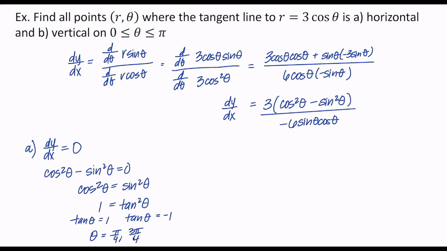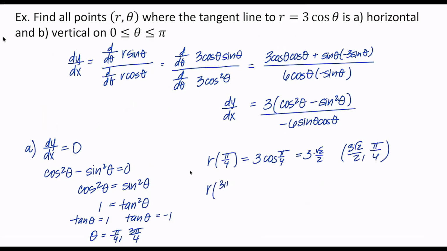But that doesn't solve what the problem is asking me for. It's asking me for the points, r comma θ. So these are just the angles. I need to substitute them into r to get the entire coordinate point. So here, if I do r of π/4, that's 3 times cosine of π/4, which is 3 times √2/2. So one of my coordinate points is 3√2/2, comma π/4.